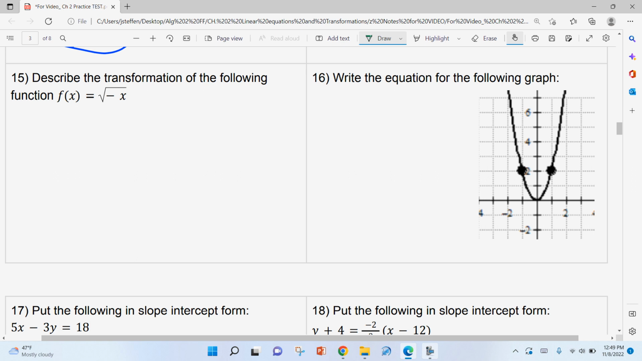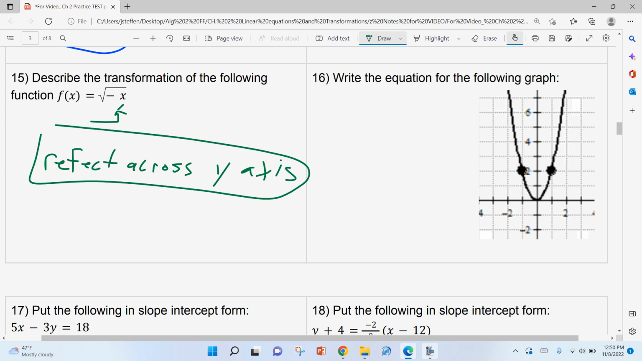Number 15, describe the transformation. And this is what I was talking about earlier. Describe the transformation. The negative is inside your parentheses, or in this case, your square root. If it's inside, first we know it's a reflection. Since it's inside, it's the y-axis. If it was outside, it would be the x-axis.